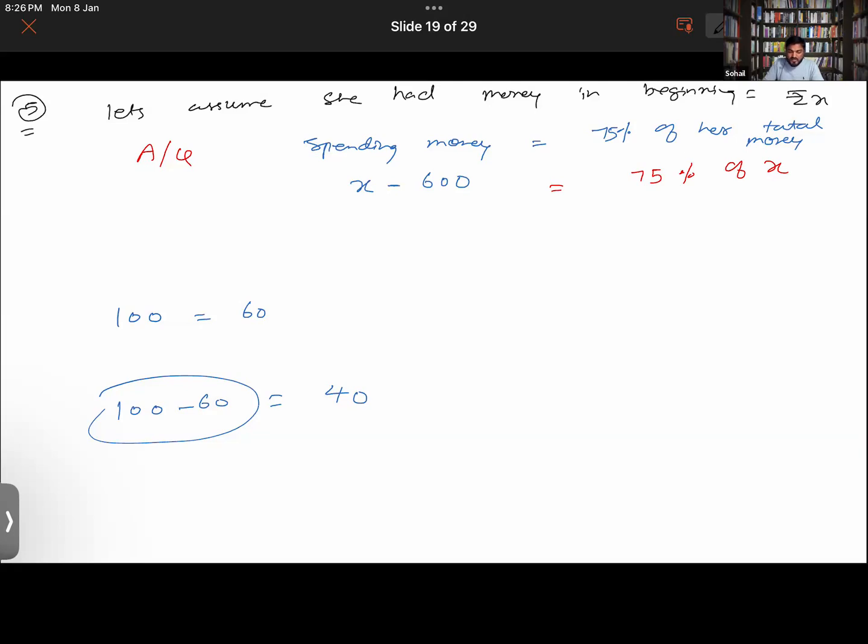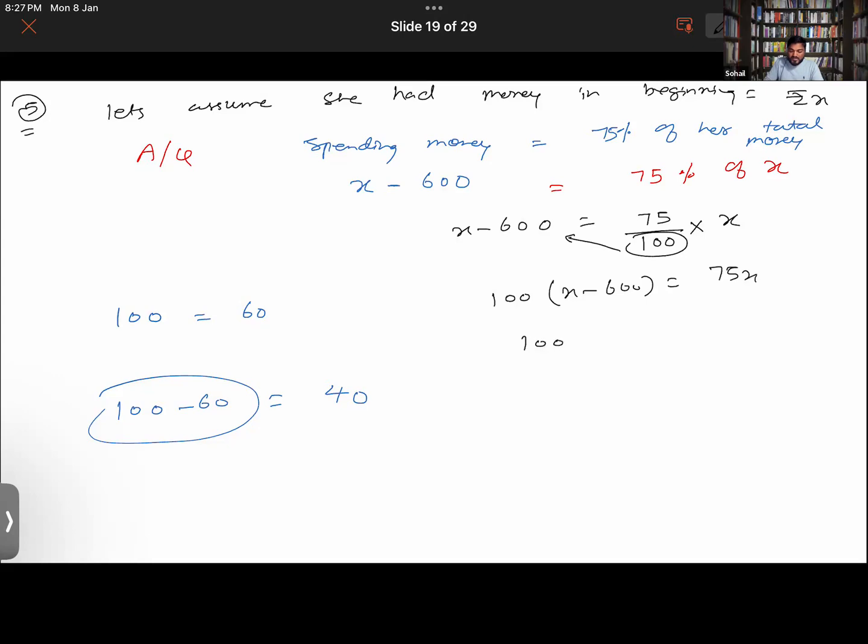What value are you getting? Sir, 1400. No, I don't think so. So first let's convert it. 75 upon 100 of X means X multiplied by 75 upon 100. So X minus 600 equals 75 upon 100 into X. Now let's bring it to this side.